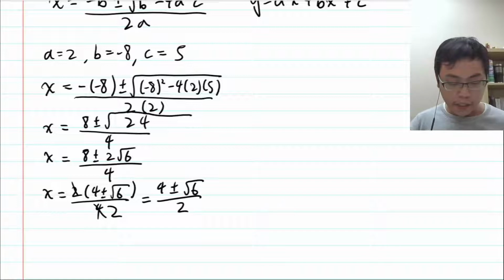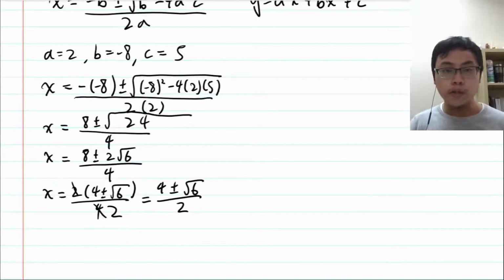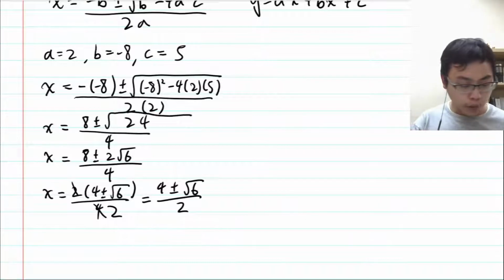Now, if you want to give your answer to the nearest tenth, then all you have to do is put it into your calculator. Start with the minus, 4 minus root 6, and the whole thing, make sure you put another set of brackets in front of the 4, will be divided by 2.